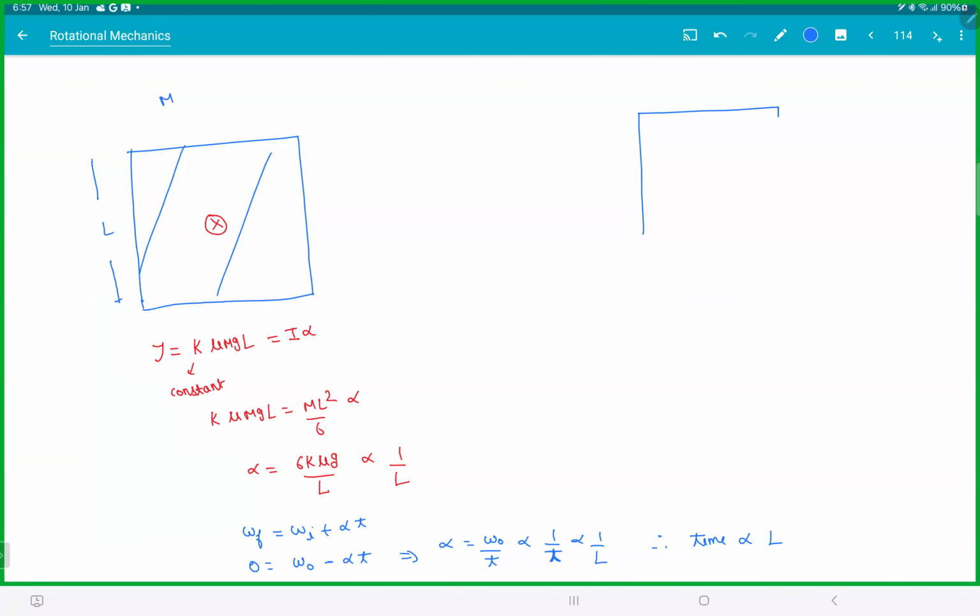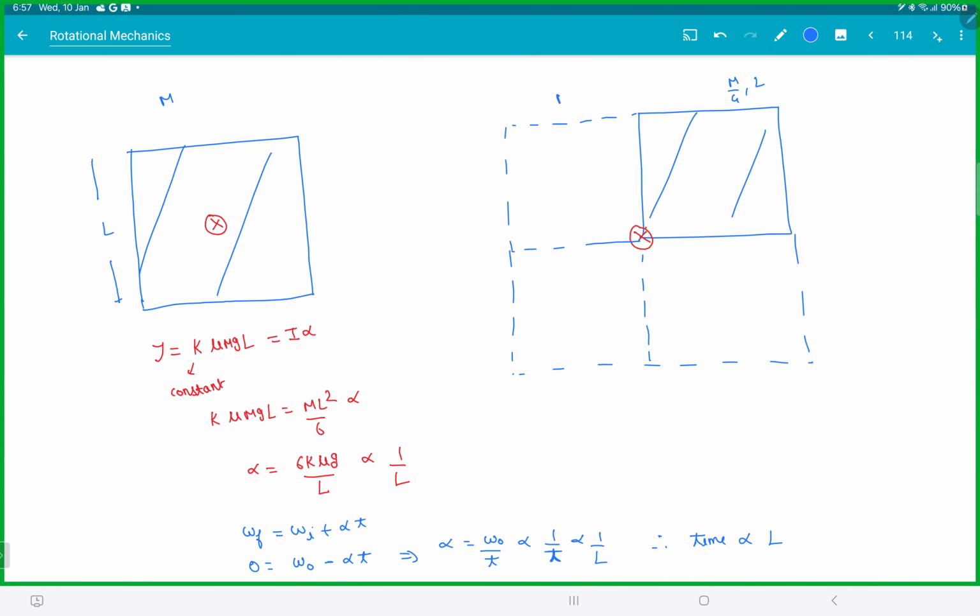Now both are not same, but see what we can do. This plate, when you're hinging in the center, can I do like this? I can just make 3 more plates like this. I'll make this m by 4, L. I'll make this m by 4. So the same plate I will split into 4 plates. Now you have created a big square of side 2L with the center as the hinge.